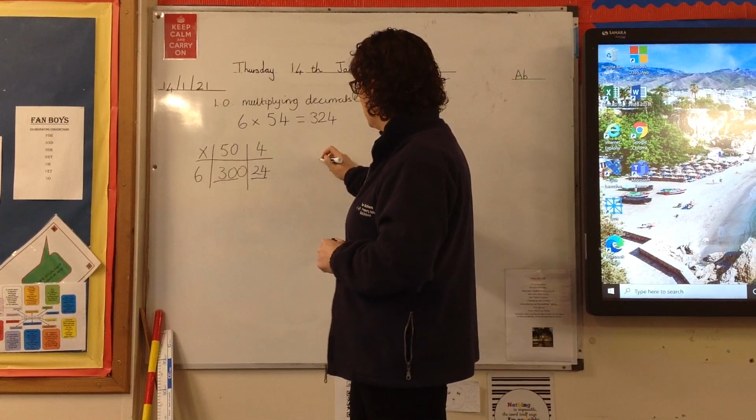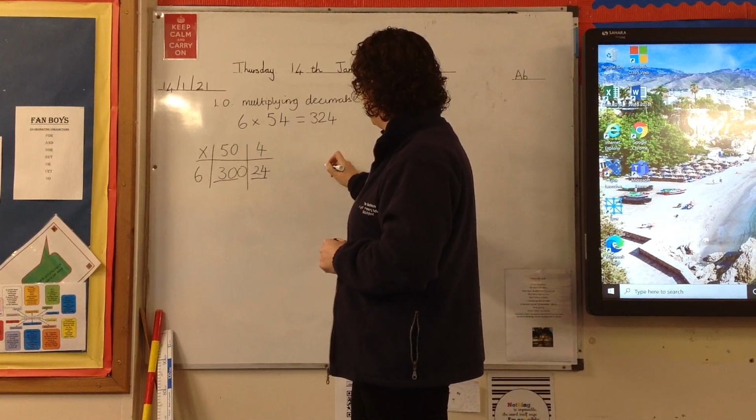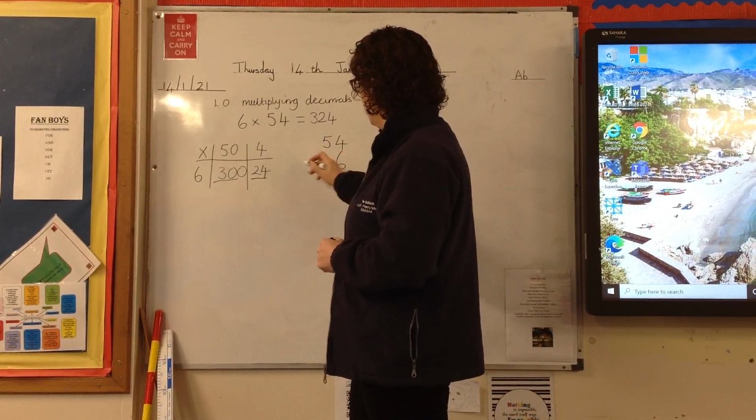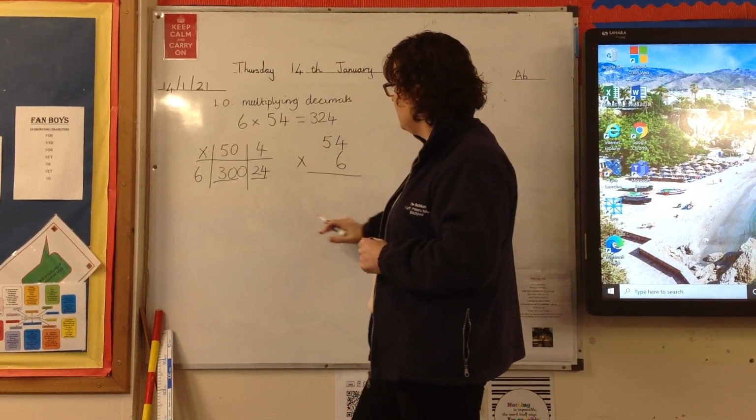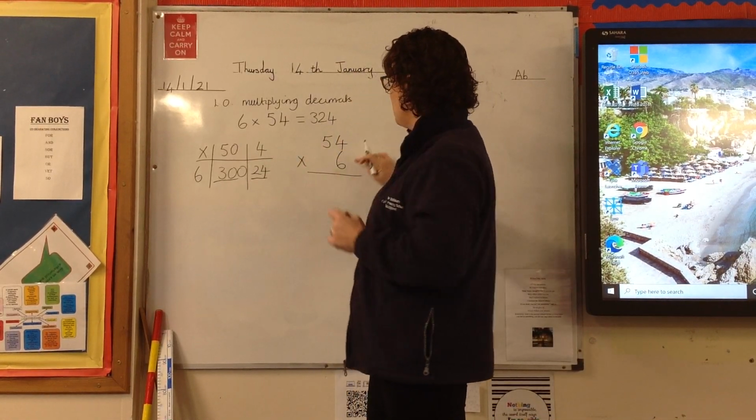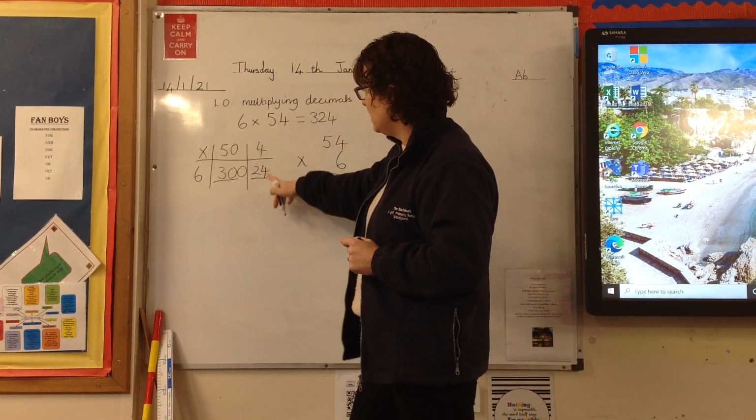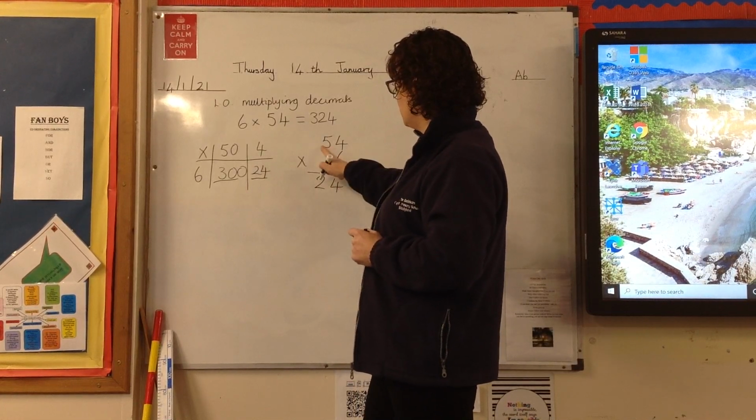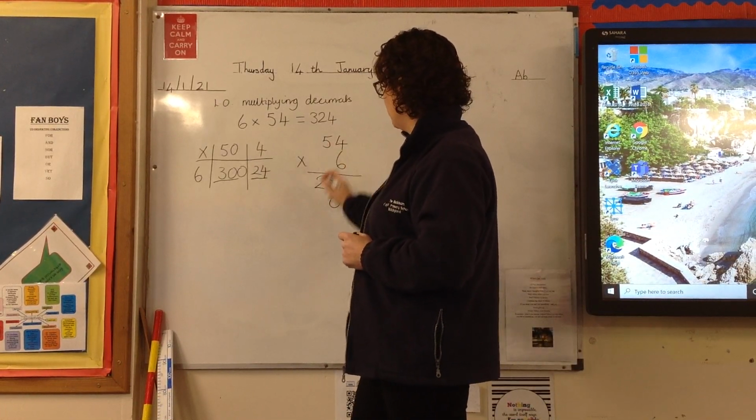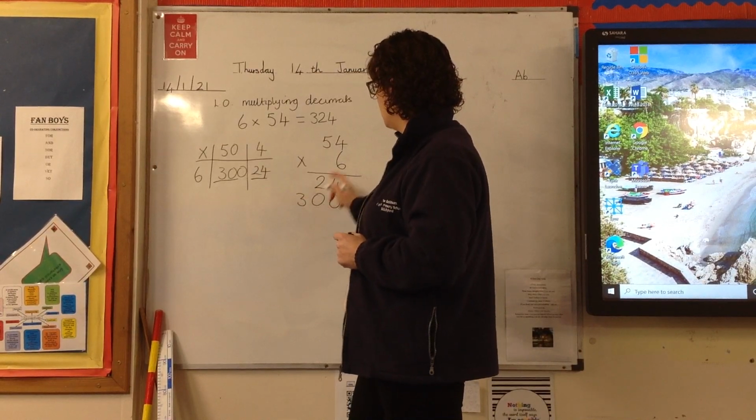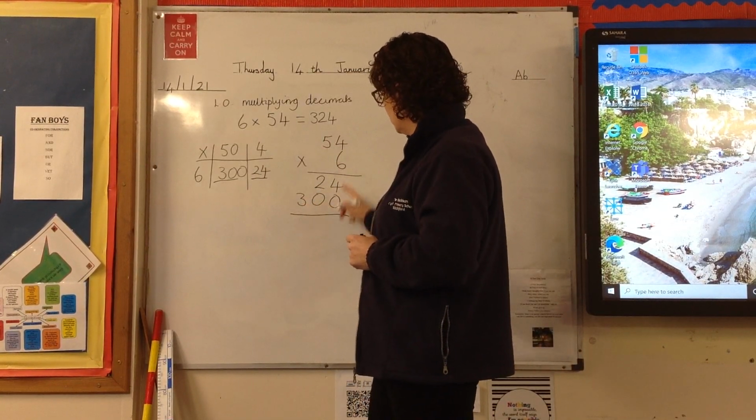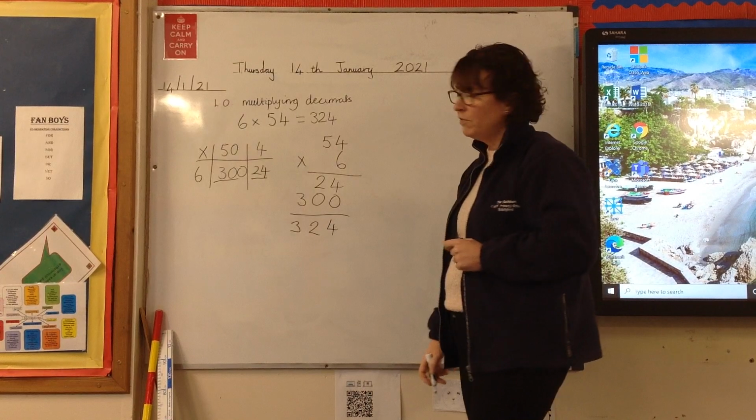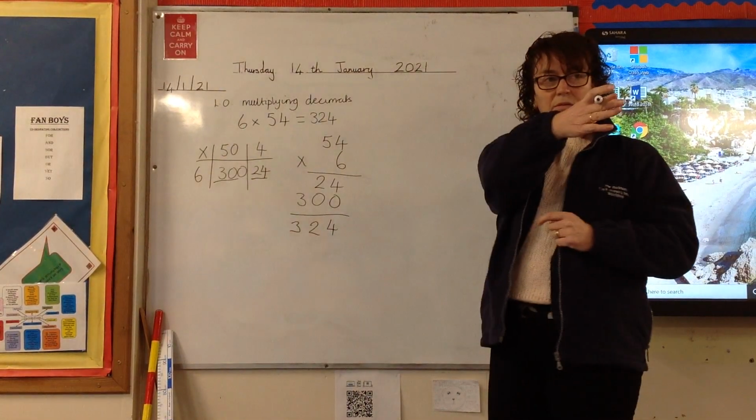From that method, we then move on to the method that a couple of you are using, which is the expanded method. It would be like so. We call this the grid method without the grid really, because it is the next step on. So what we do first, we do 6 times 4, which we already know is 24. Then 6 times 50. 6 times 5, which is 30. So 6 times 50 is 300. So 324.